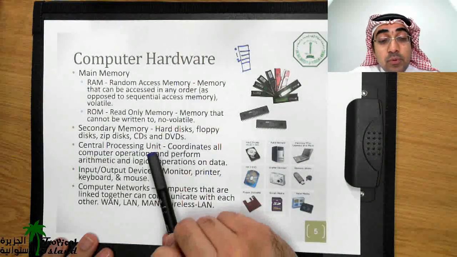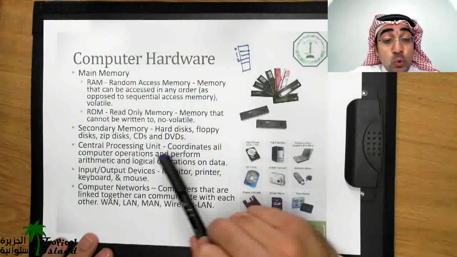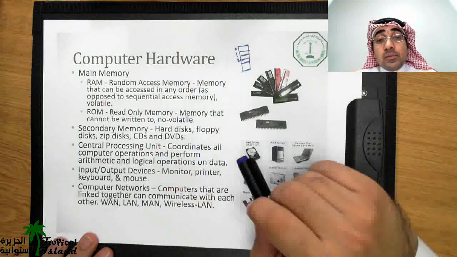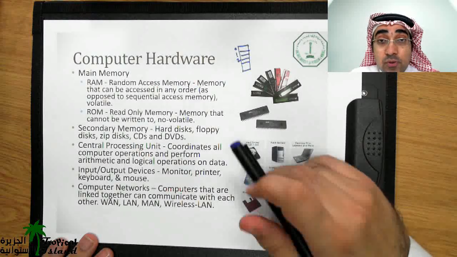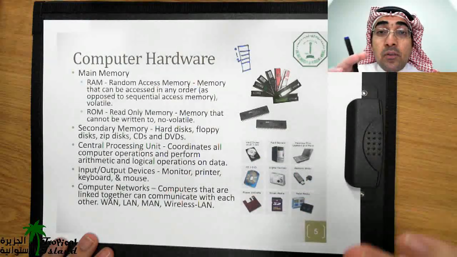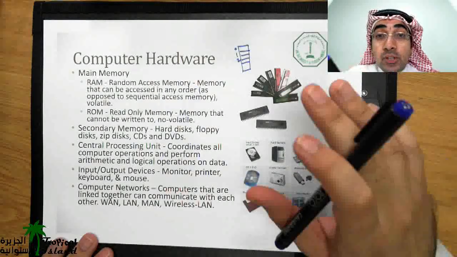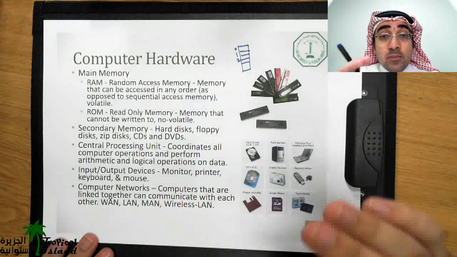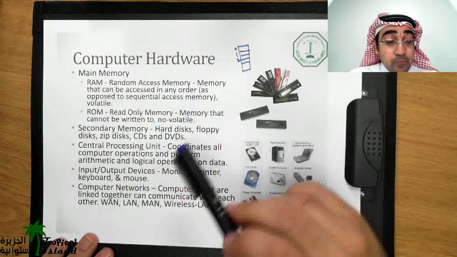There's something called the central processing unit, the CPU. The central processing unit coordinates all computer operations and performs arithmetic and logic operations, okay. So this is basically the brain of the computer. This is where all the computation and all decisions are taken, okay. So that is the most important part of a computer.